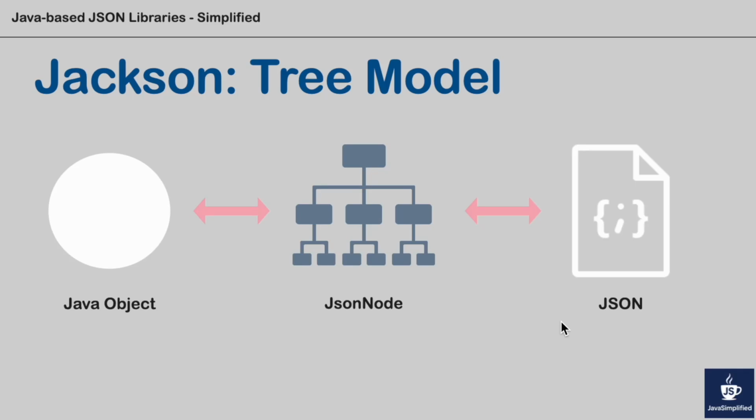Hi, welcome back. In this video, we are going to discuss the JSON tree model. The JSON tree model is one of the core features of JSON. The tree model is basically based upon the tree data structure.